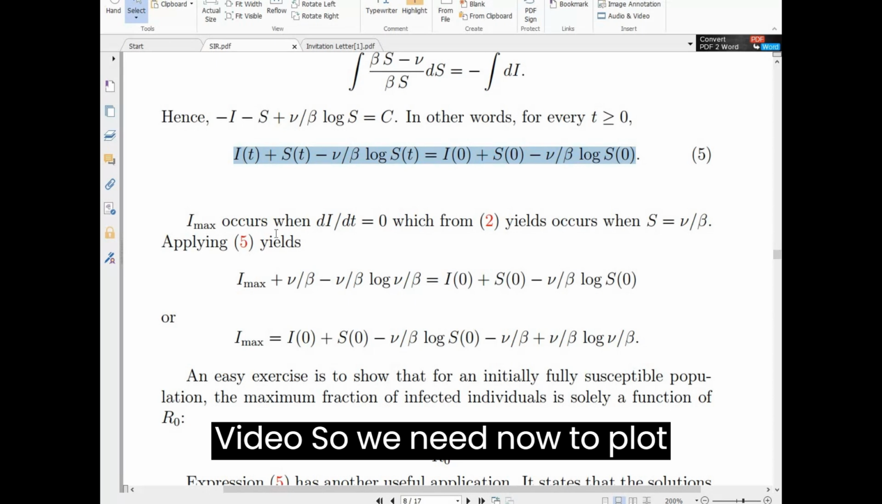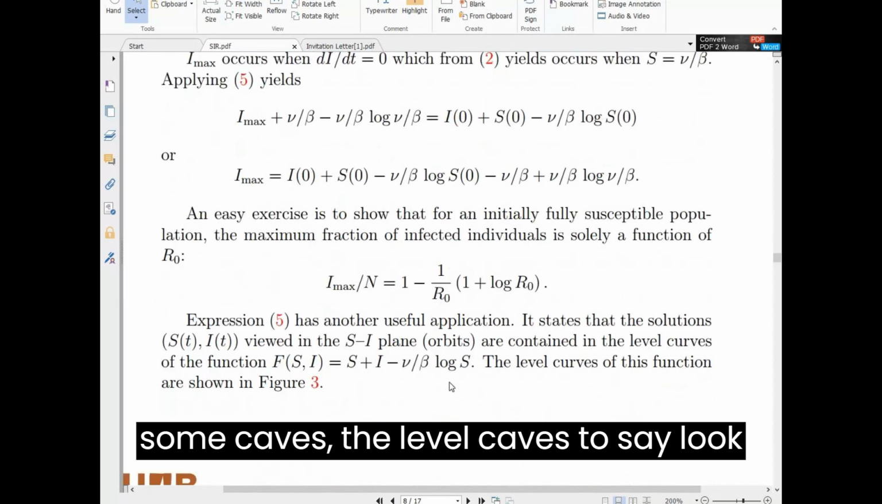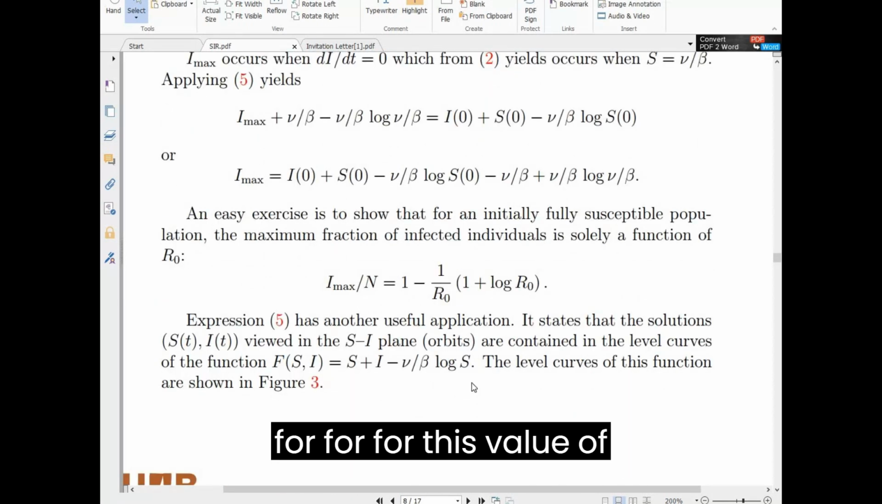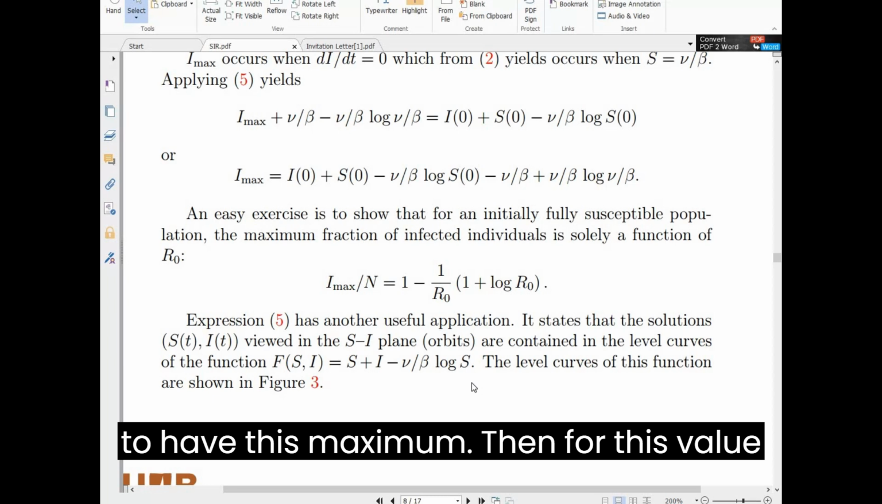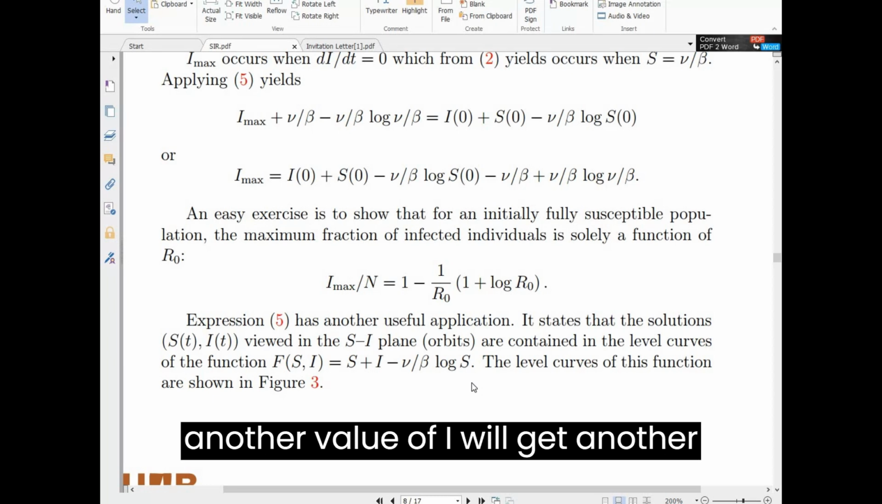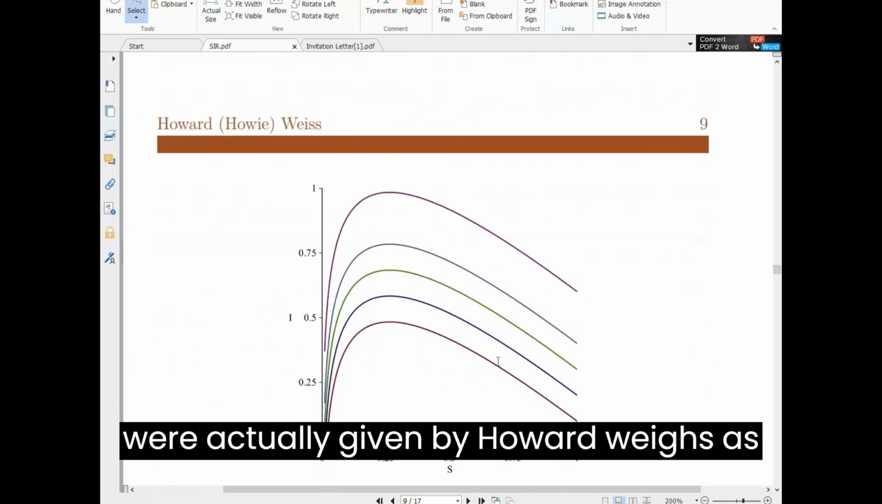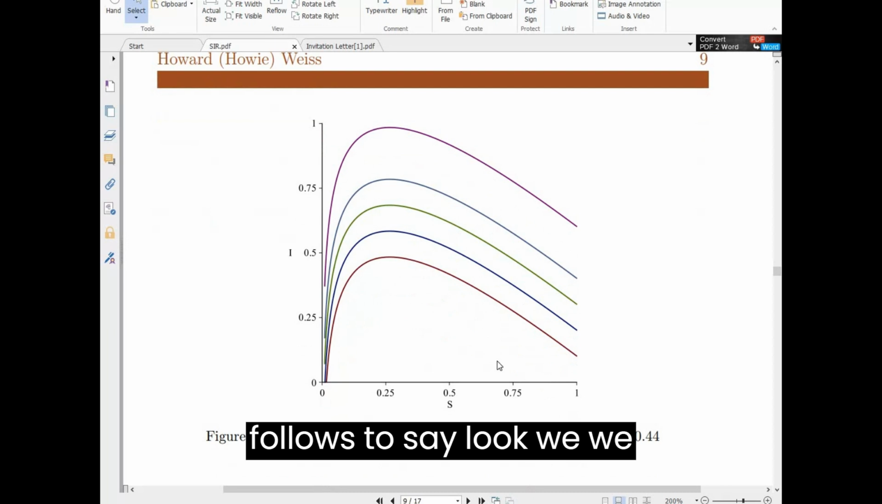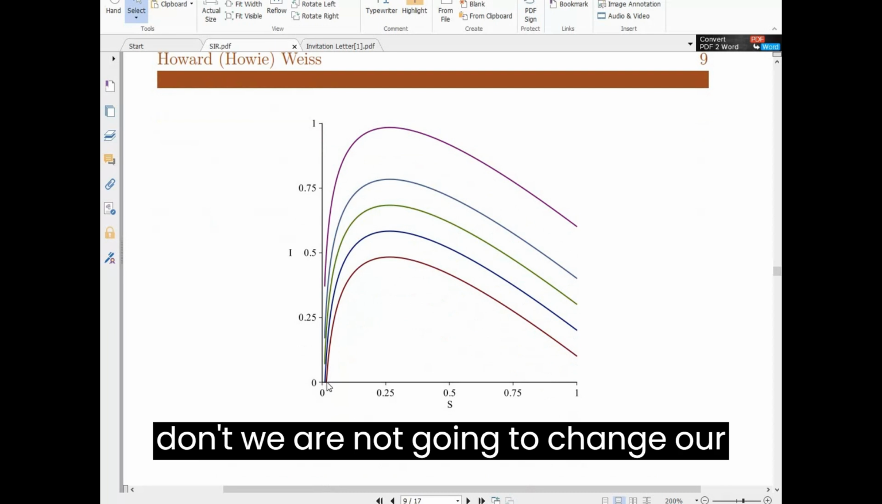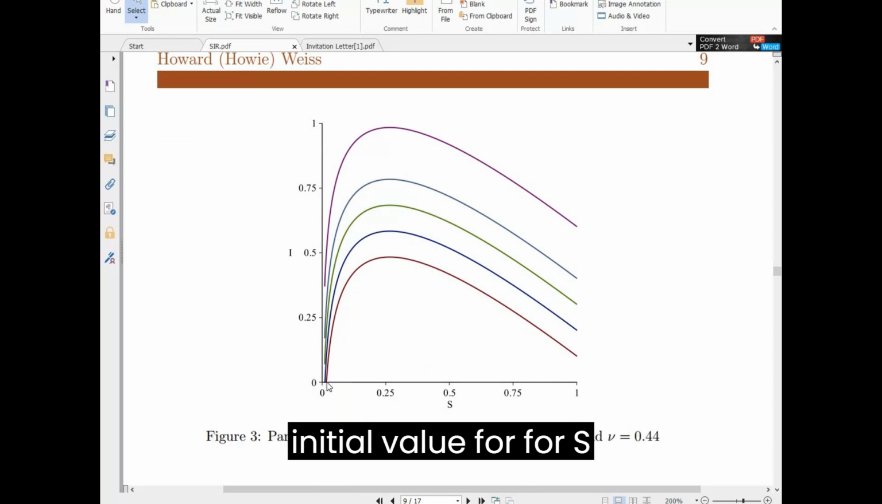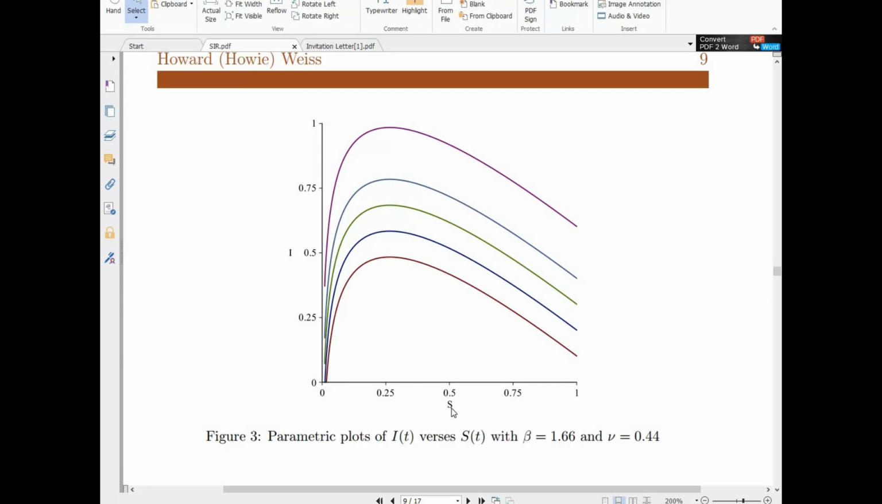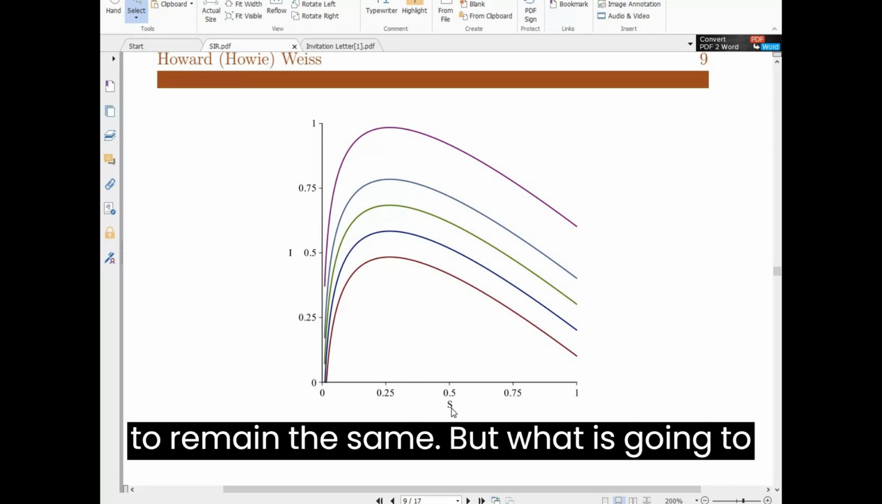So we need now to plot that, and we are going to get some curves, the level curves, to say, look, for this value of I, we are going to have this maximum. Then for this value of I, we get another maximum. For another value of I, we get another maximum, and so on. So the level curves were actually given by Howard as follows: we are not going to change our initial value for S. The number of susceptibles is going to remain the same.